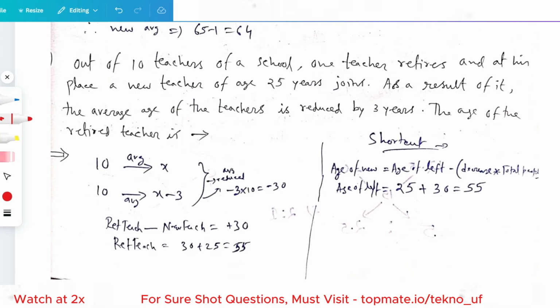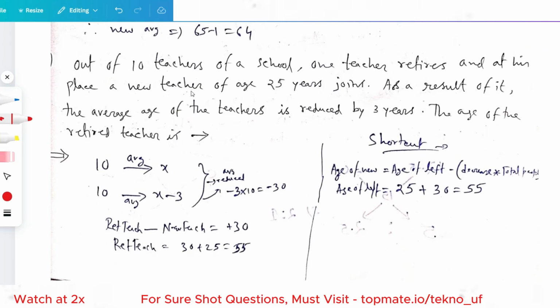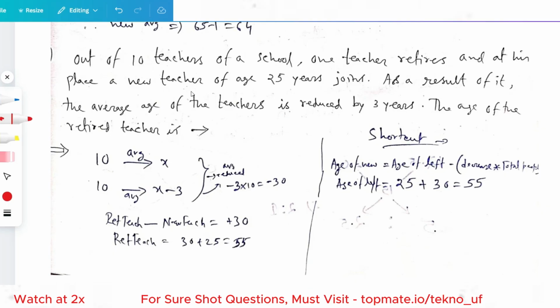The next problem is this. Out of 10 teachers of a school, 1 teacher retires and in his place a new teacher of age 25 years joins. As a result, the average age of the teachers is reduced by 3 years. What is the age of the retired teacher? So you have to calculate the age of the member who left.